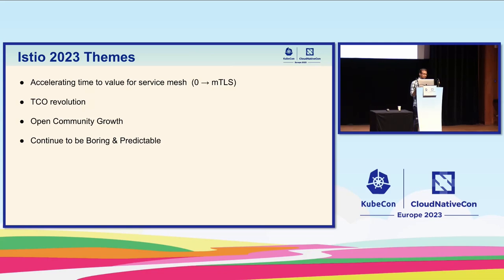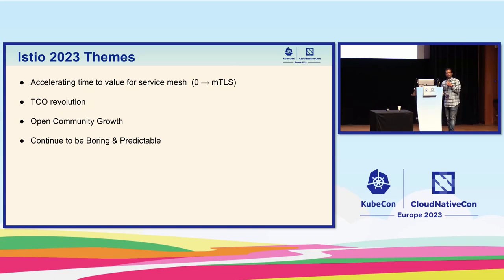So the themes for this year were, can we accelerate the time to value to service mesh? Can we make the value that customers and users get out of service mesh and Istio, which is, most of the users want MTLS. Can we make the transition from zero security to MTLS as easy as possible? Can we make that adoption seamless? The total cost of ownership.